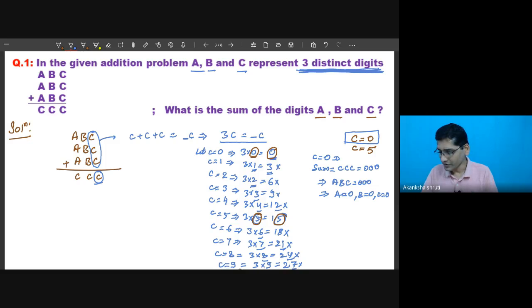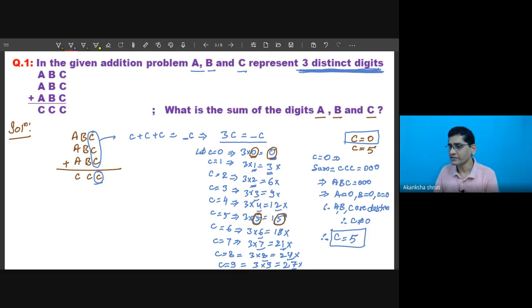So therefore, A, B, C are distinct. Therefore, this C cannot be 0. So therefore, the possible value of C could be only and only 5. So it is the only possible value of C. This way C we have obtained.